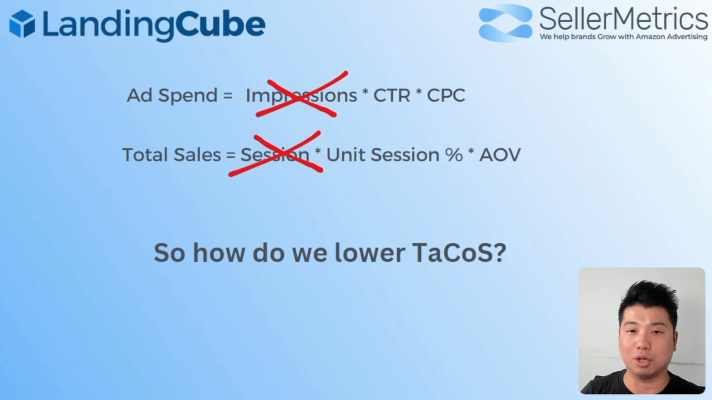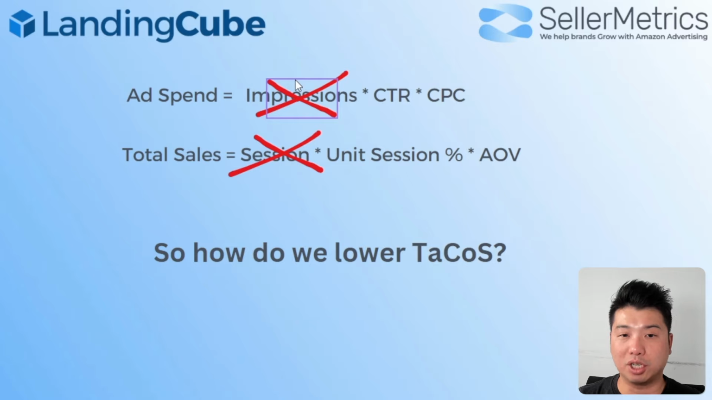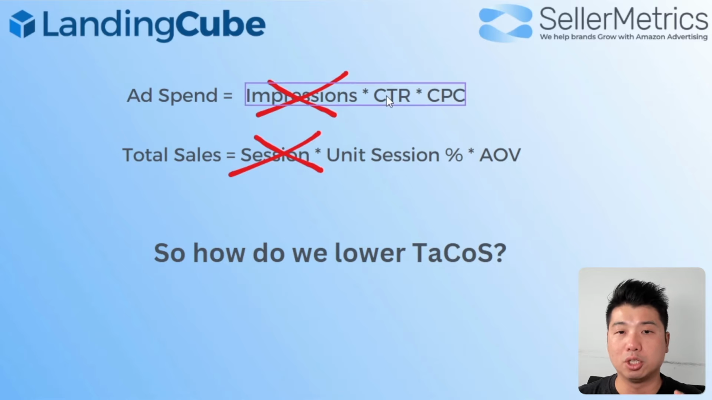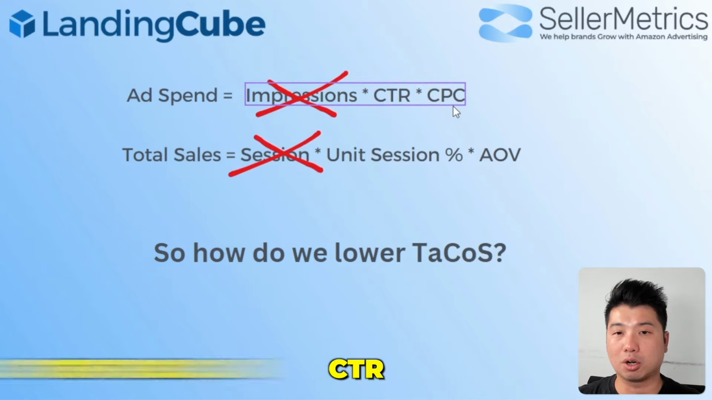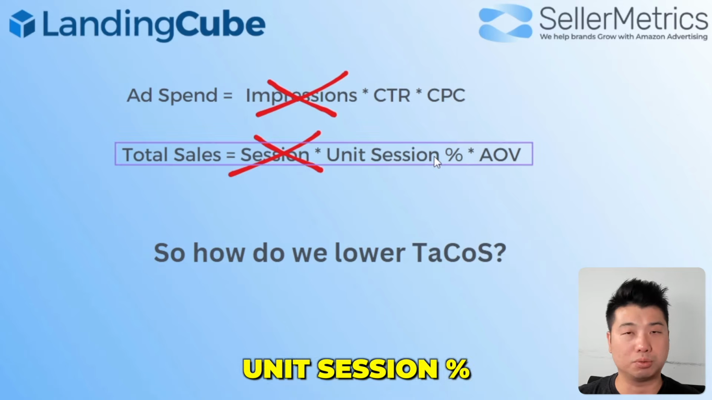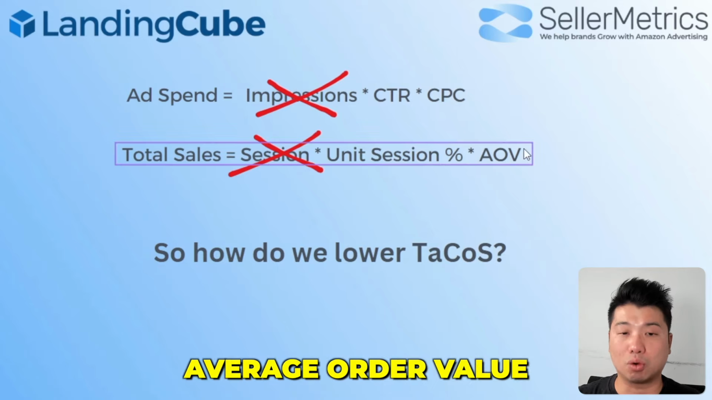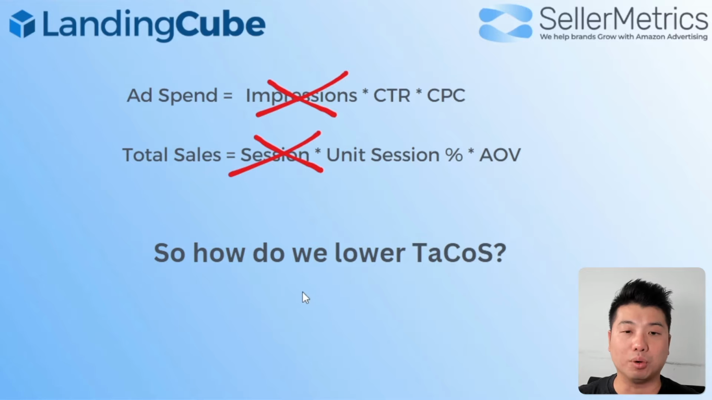So how do we actually lower TaCoS? You see in this equation, if I were to cross out the impressions and the sessions, obviously if we get some conversions and we start getting sales, this will take care of itself. So we don't really need to talk about that in much detail. And this one, we just pump up the ad spend, we get more impressions. But to truly lower TaCoS, we need to work with these 4 variables: CTR, cost per click, unit session percentage, which is also conversion rate, and average order value. This is really how we will lower the TaCoS.